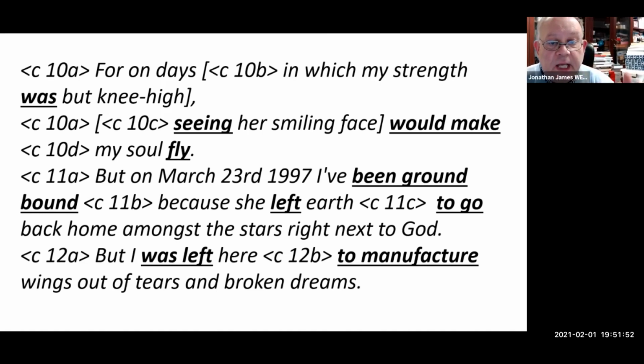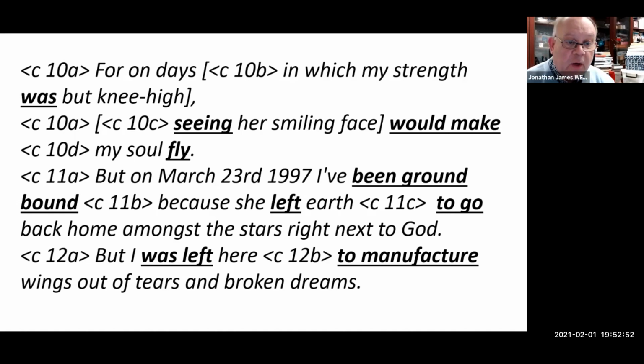10, for on days, now here again, we have a relative clause in which my strength was but knee high, embedded. And that whole thing basically is a circumstance. Notice the numbering, all right, because the for on days is just the circumstance. Now it continues with the next clause. 10C though is the subject. One thing you might begin to notice is that the clause complexity is becoming greater as it proceeds. It started rather simple, but notice here, 10A, now the embedded clause is still part of the circumstance. It's part of the adjunct, for on days in which my strength was but knee high. It just describes the when.